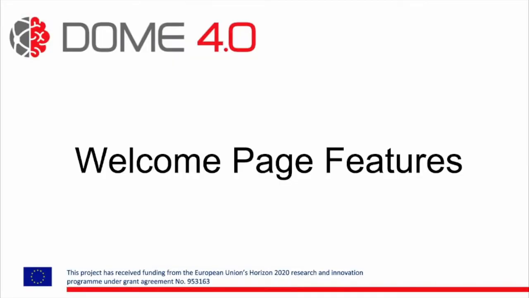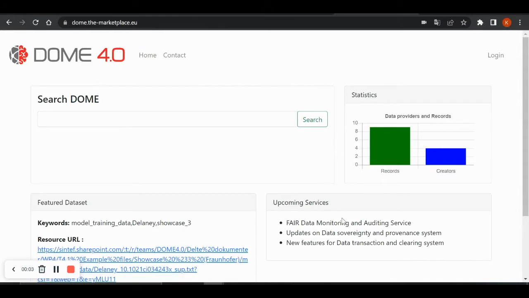Welcome page features. This is the DOME welcome page. It is divided into 4 sections. Over here we have an area where we can search for data, but this is only usable by users that are already registered on DOME and logged into DOME. On the right, we have some statistics showing the total number of data records currently on DOME and also the total number of unique creators for these data records.